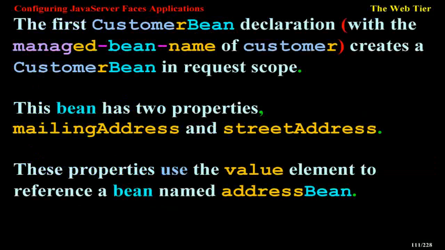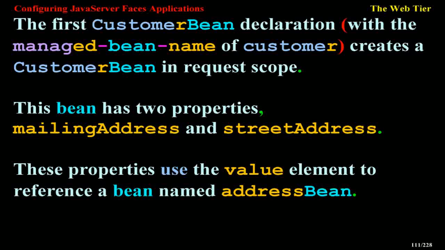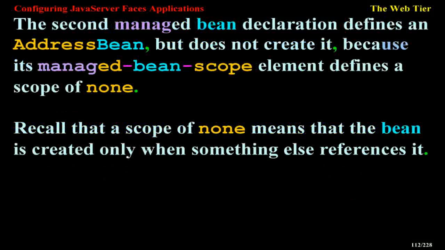The first customer bean declaration with the managed bean name of customer creates a customer bean in request scope. This bean has two properties, mailing address and street address. These properties use the value element to reference a bean named addressBean. The second managed bean declaration defines an addressBean, but does not create it, because its managed bean scope element defines a scope of none.